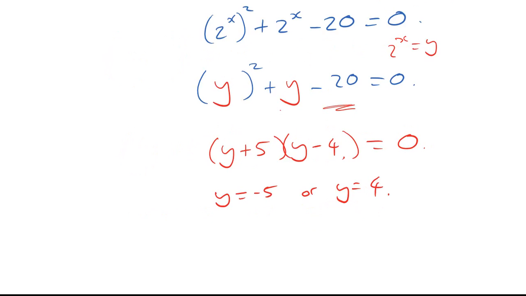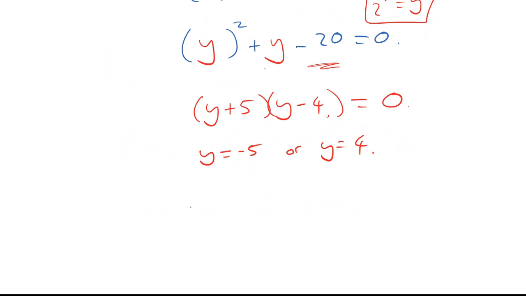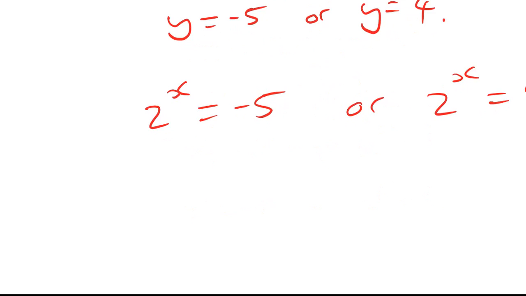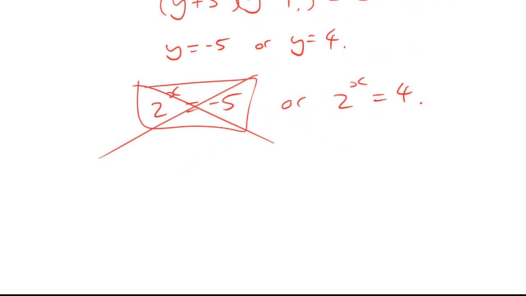But of course, we made up y. y is 2 to the power of x. So we can say 2 to the power of x is equal to minus 5, or 2 to the power of x is equal to 4. Now, there is no number that generates a minus 5 here, right? I think that is absolutely impossible. So let's get rid of it, okay? No solution found that way.